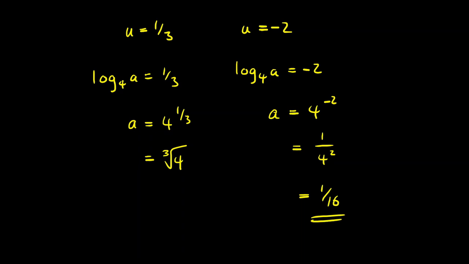Okay, now what I'm going to do is I'm just going to very quickly check the mark scheme to see if those are sufficient answers or whether we need to write them as decimals. So let me just go back to that. Yeah, no, they're happy with 1 upon 16 and 4 to the power of a third, right? So those solutions are adequate.